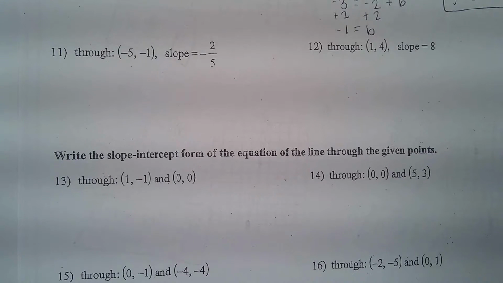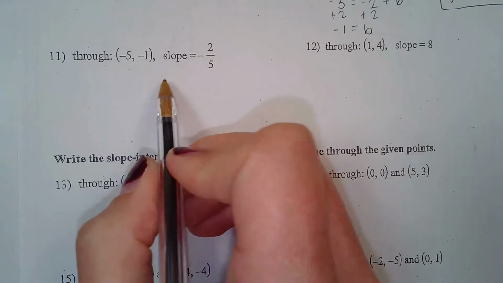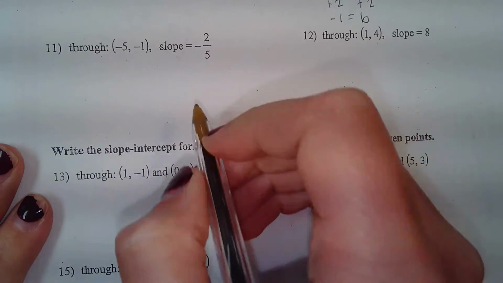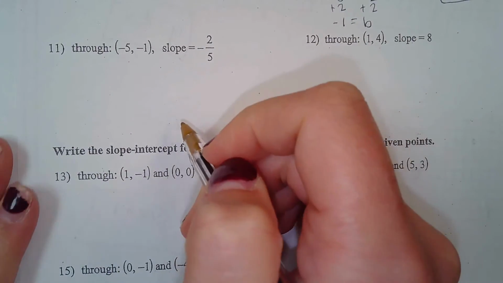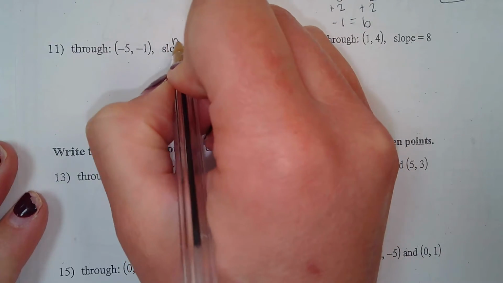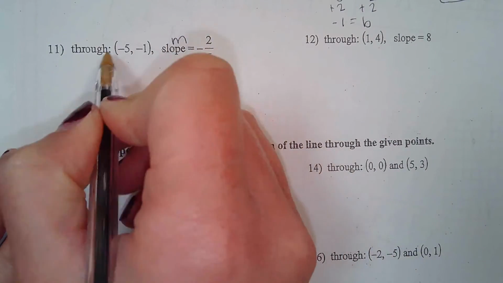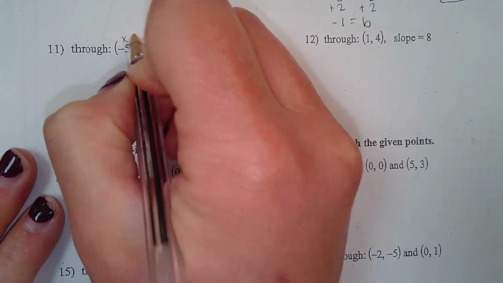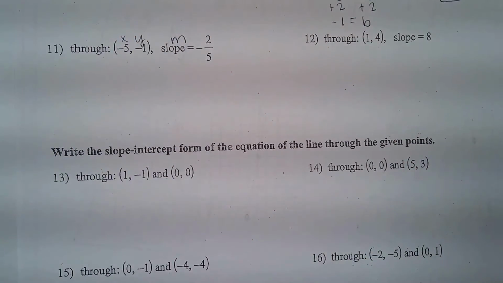So to write the equation of a line, what two things do you need? M and B, right? They gave us slope. Which one's that? But what variable is it? M. Okay. And then they gave you this point. So what variable is that? X and Y. We're gonna plug all this stuff into what equation?